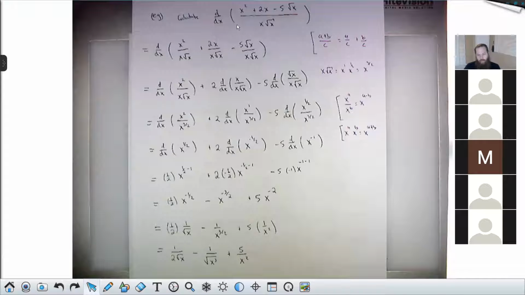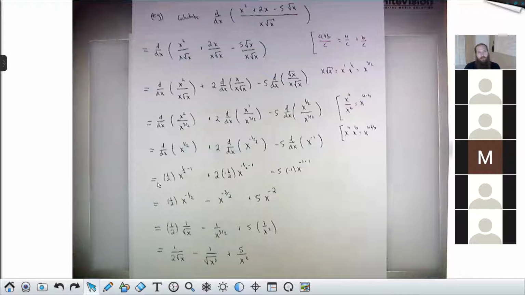Luke asked a good question. On the test, what do I require you to write? I require you to write enough to show me that you know what you're doing. So I need enough on the page that I can follow your work. Like I said, a minimal solution here would look like this, followed by this, followed by this, all right?